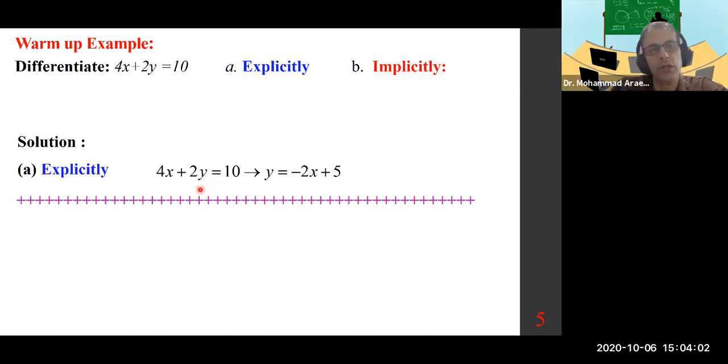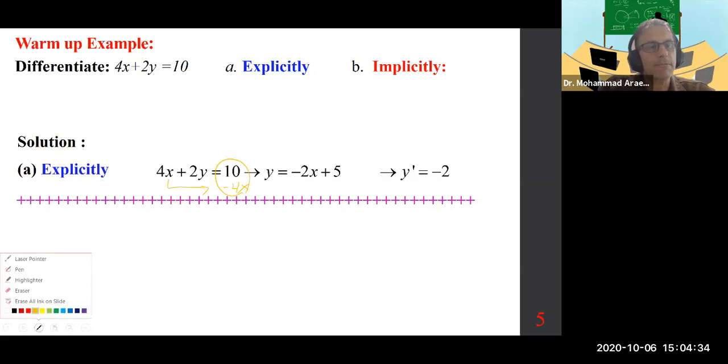When you move the 4x, you get negative 4x. So this is the right side. If you divide it by 2, it becomes negative 2x plus 5. And this is a very simple case. y prime or dy/dx is simply negative 2. So that's the good old method. We know that it's not a big deal.